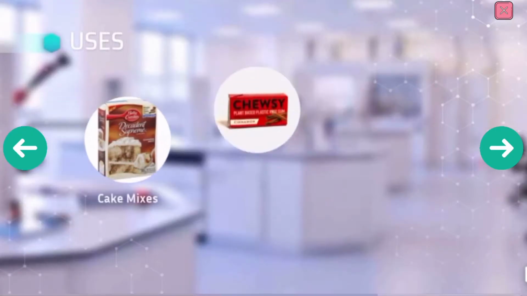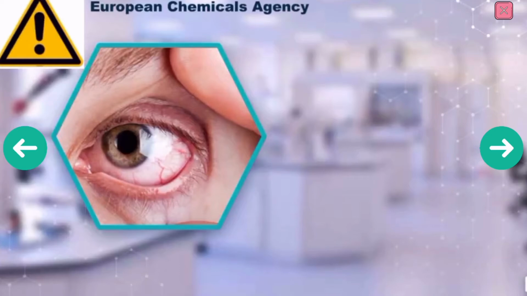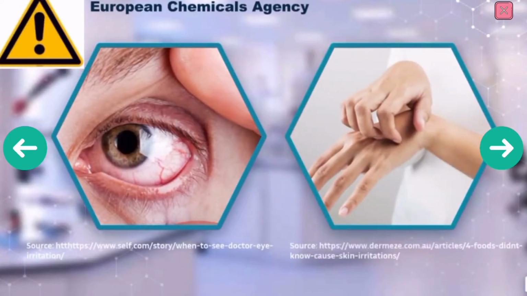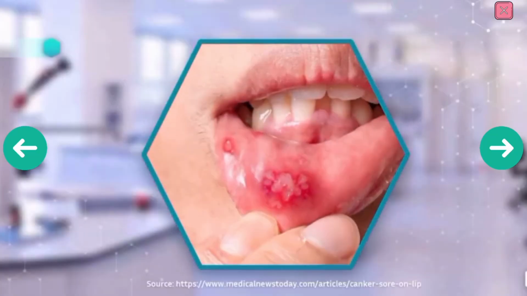Furthermore, it is also used as a flavoring agent in cake mixes, chewing gum, scent and perfumery, and many more. According to the European Chemicals Agency, this substance causes serious eye irritation, and if in contact with skin, it may cause an allergic skin reaction, so proper handling should also be observed. Lastly, when consumed in large amounts, it may cause mouth sores.